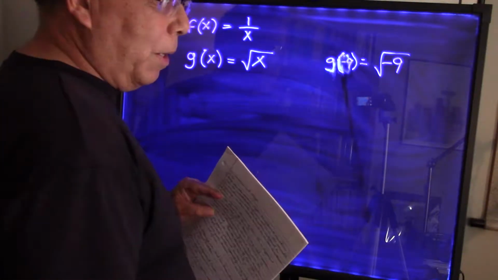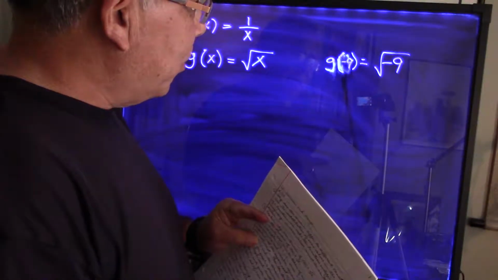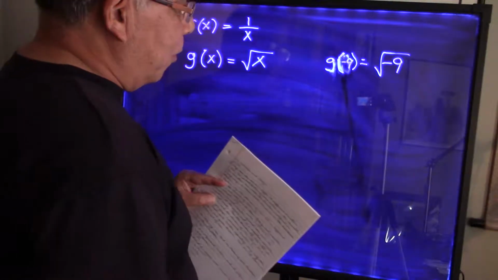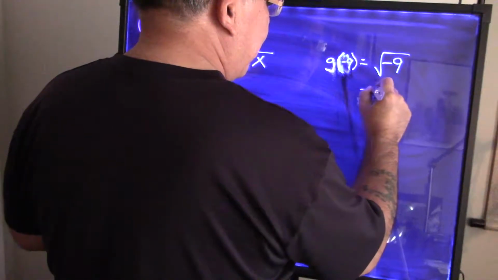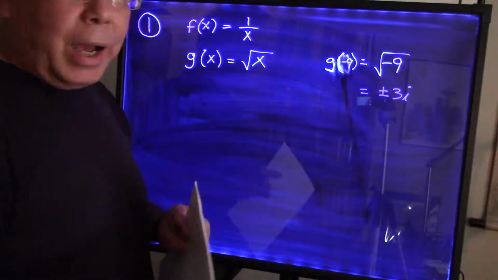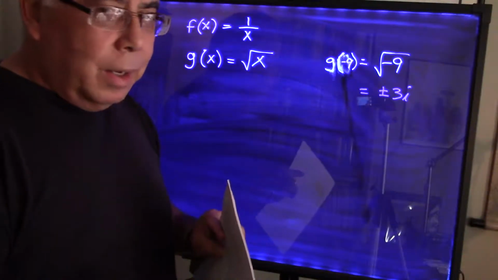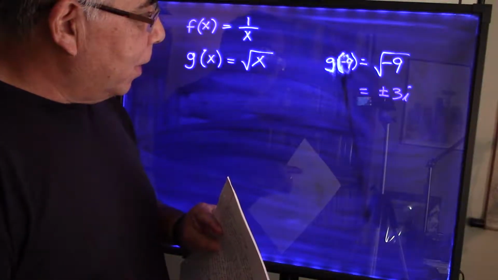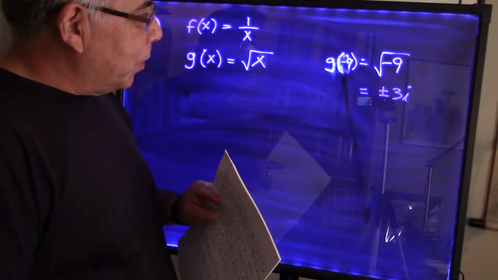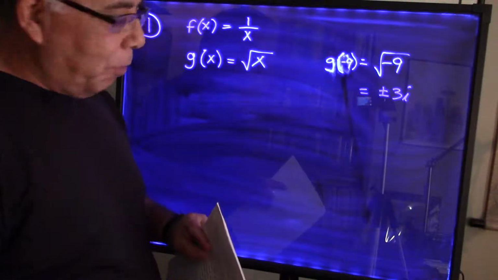Take negative 3. Negative 3 times negative 3 equals positive 9. 3 times 3 equals positive 9. So no real number will work here. Of course, the answer in the complex number system is plus or minus 3i, where i squared equals negative 1. That's an imaginary number. But that's not in the real number set. So we're working with real numbers so far, so there's no solution for that. So negative numbers are not in the domain of this square root function.